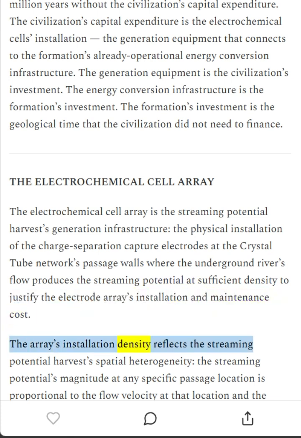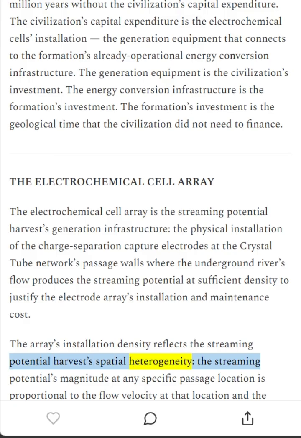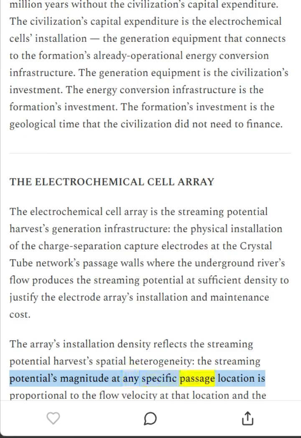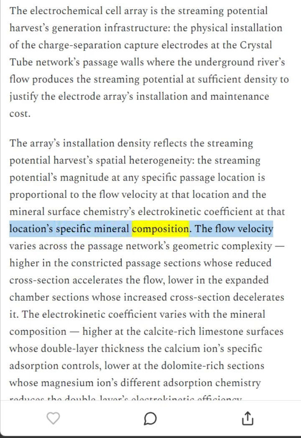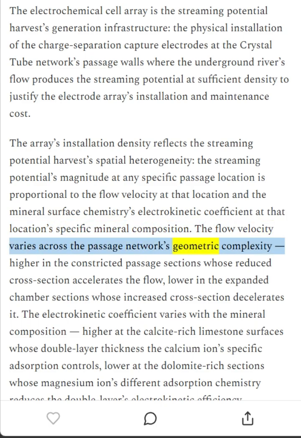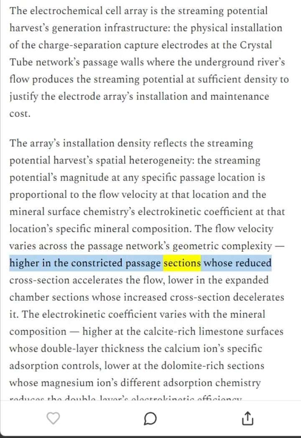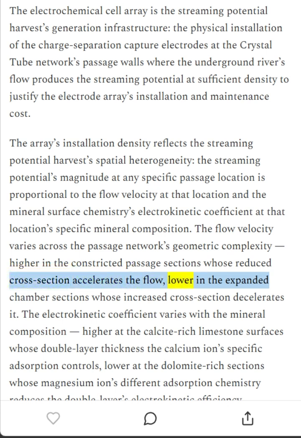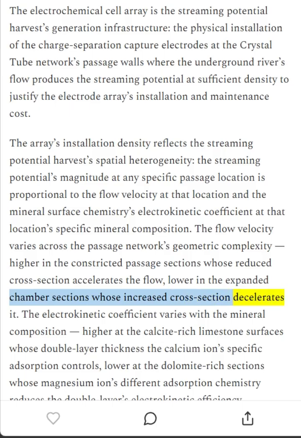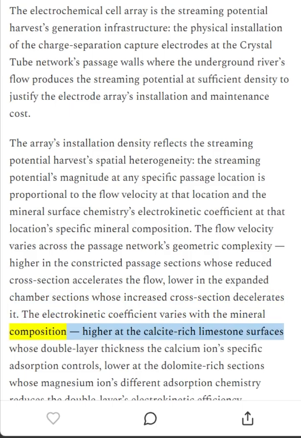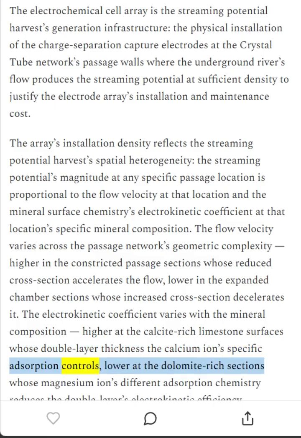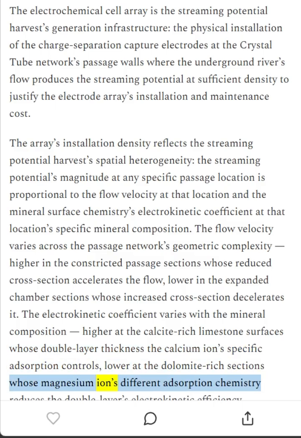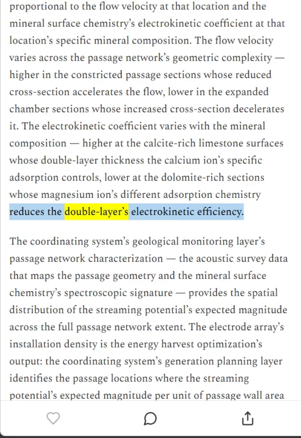The array's installation density reflects the streaming potential harvest's spatial heterogeneity. The streaming potential's magnitude at any specific passage location is proportional to the flow velocity at that location and the mineral surface chemistry's electrokinetic coefficient at that location's specific mineral composition. The flow velocity varies across the passage network's geometric complexity, higher in the constricted passage sections whose reduced cross-section accelerates the flow, lower in the expanded chamber sections whose increased cross-section decelerates it. The electrokinetic coefficient varies with the mineral composition, higher at the calcite-rich limestone surfaces whose double-layer thickness the calcium ion's specific adsorption controls, lower at the dolomite-rich sections whose magnesium ion's different adsorption chemistry reduces the double layer's electrokinetic efficiency.